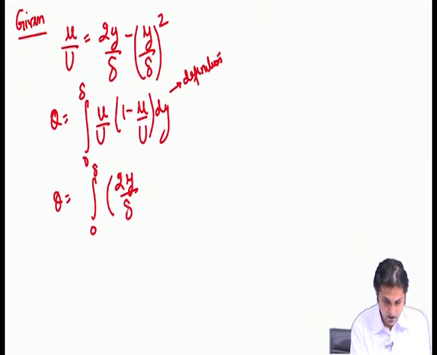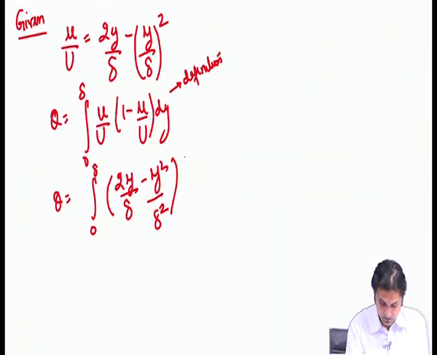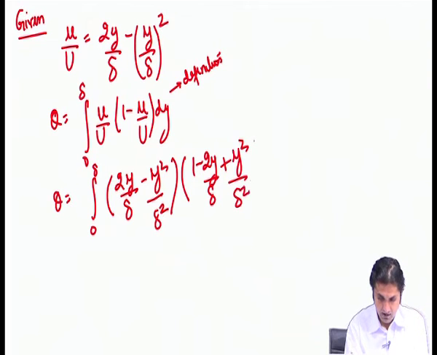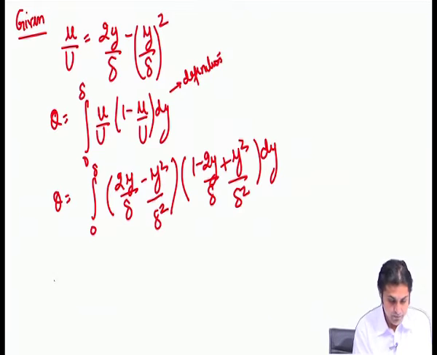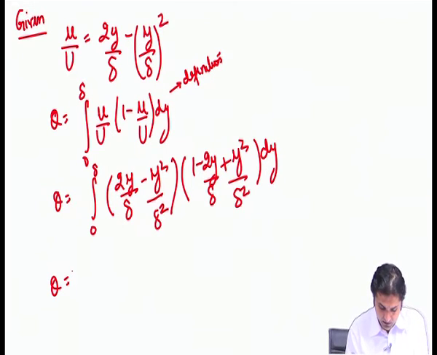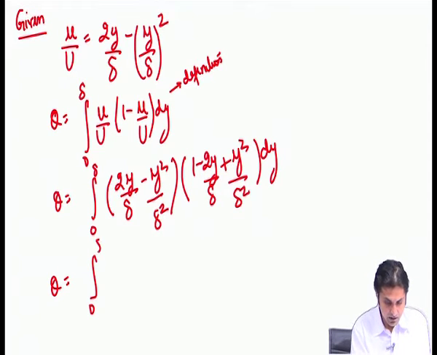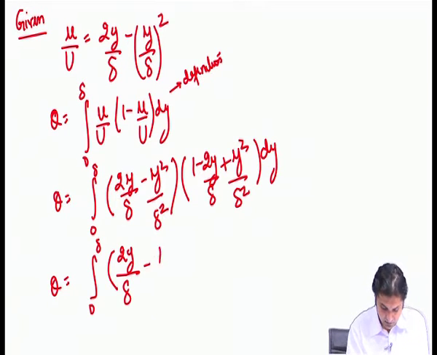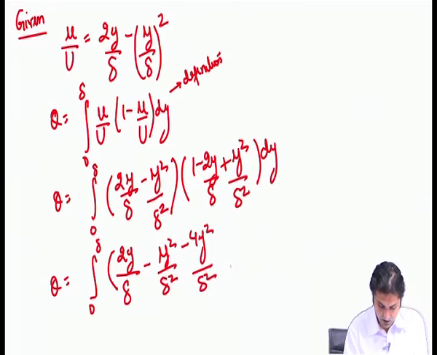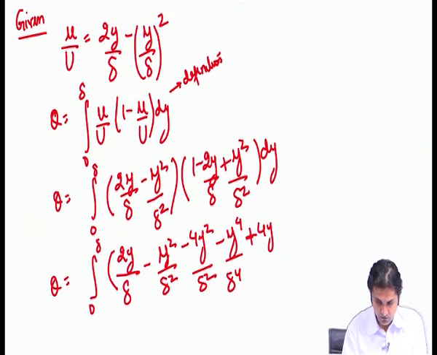So it is going to be (2y by delta minus y square by delta square) into (1 minus 2y by delta plus y square by delta square) dy, or the momentum thickness is going to be the integral from 0 to delta of 2y by delta minus y square by delta square minus 4y square by delta square minus y to the power 4 by delta to the power 4 plus 4y cube by delta cube, into dy.